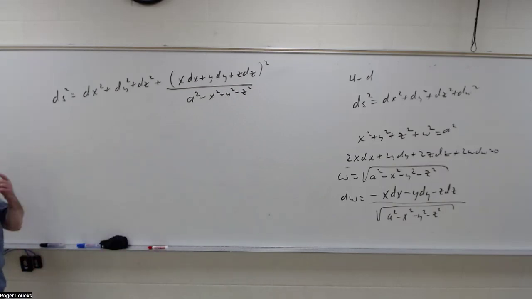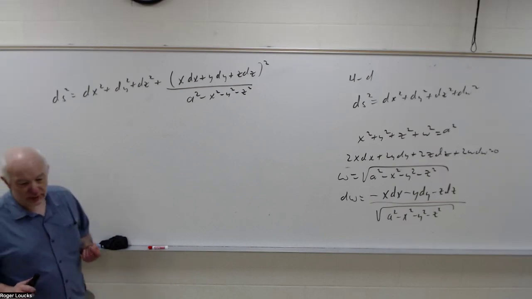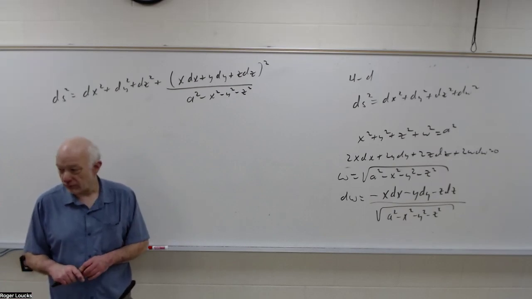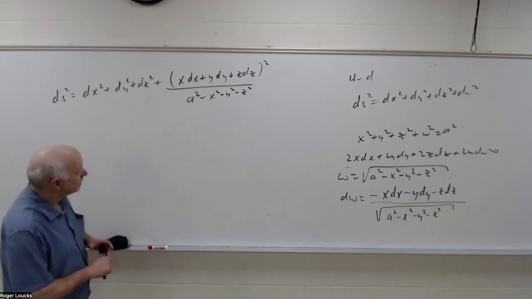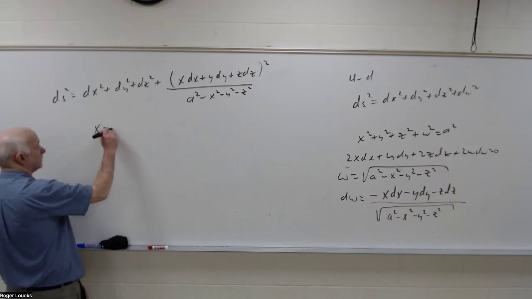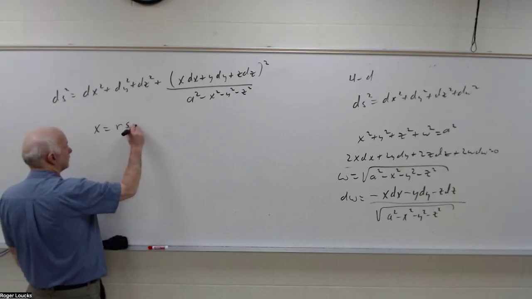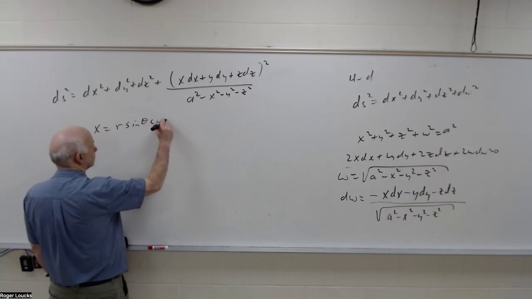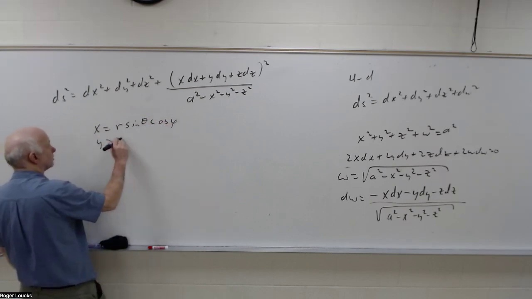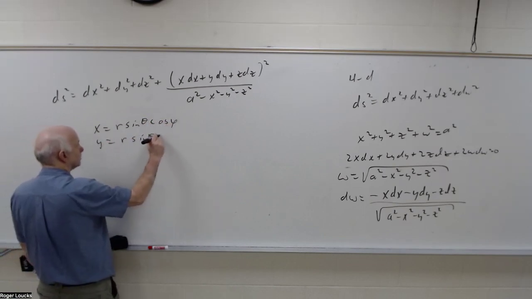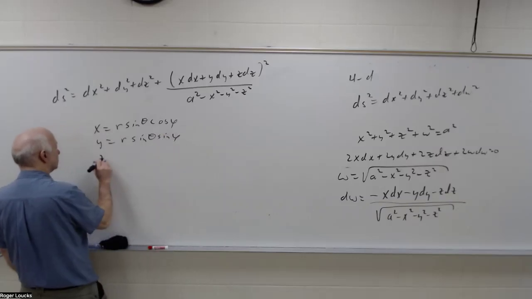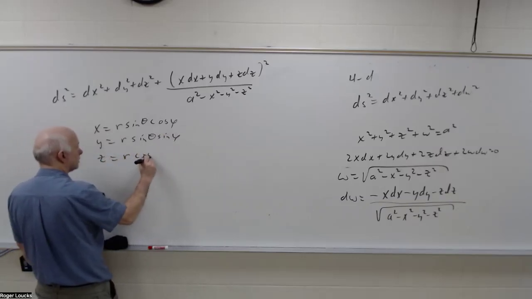So now what do we have? Now we have a three-dimensional problem here. Does that make sense? So what you can do, you can say x is going to be r sine of theta cosine of phi. Y is going to be r sine of theta sine of phi. And z is going to be r cosine of theta.